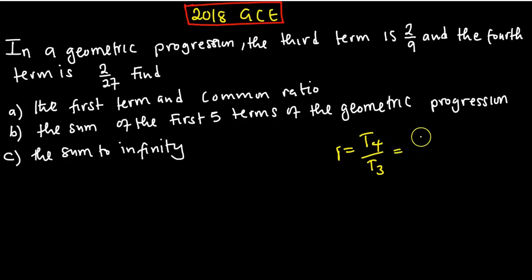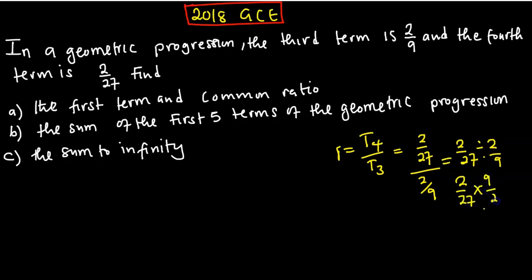So what is term number 4? Term number 4 is given as 2 over 27. Then divide by term number 3, which is 2 over 9. So this is just the same as 2 over 27 divided by 2 over 9. When you are dividing, you reciprocate this, then you multiply. So 2 over 27 multiplied by 9 over 2. So on top is going to be 18, and down is going to be 54.